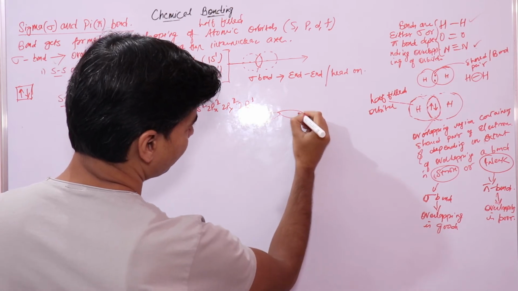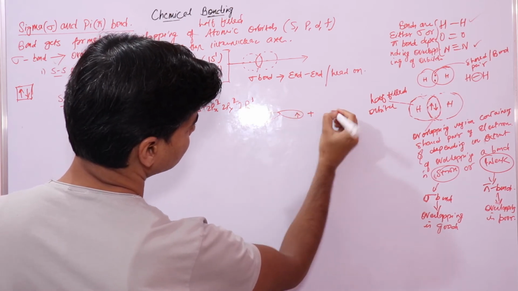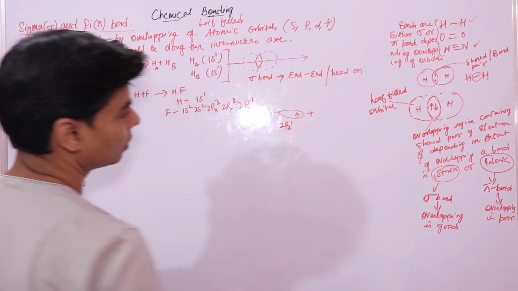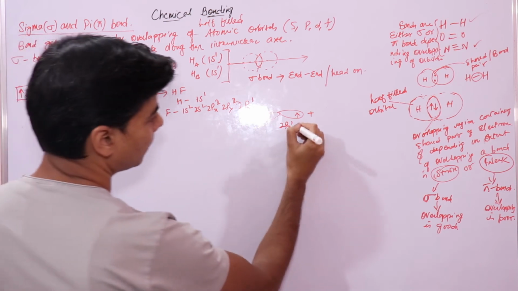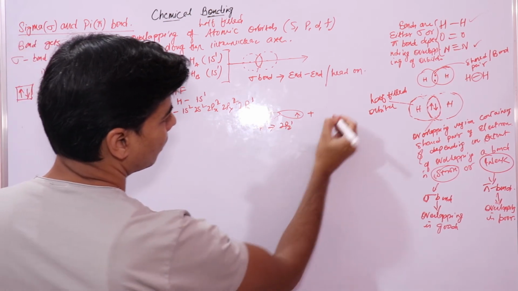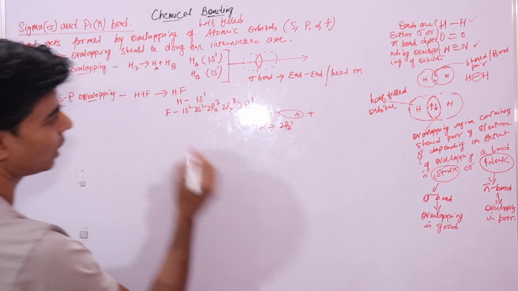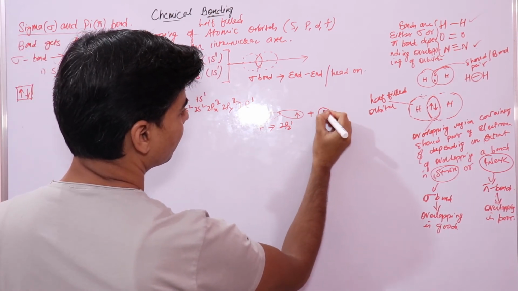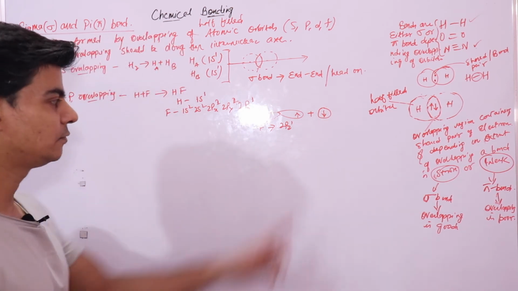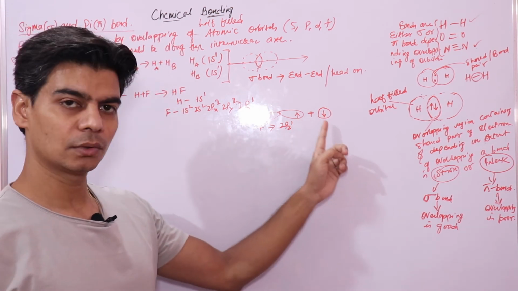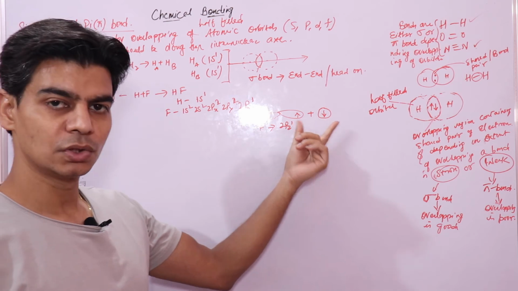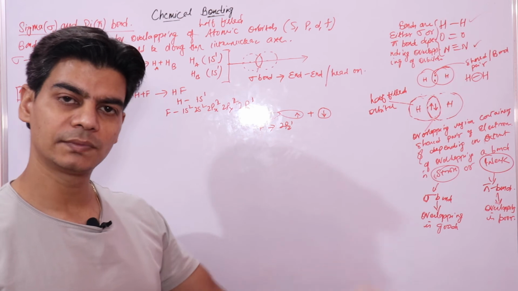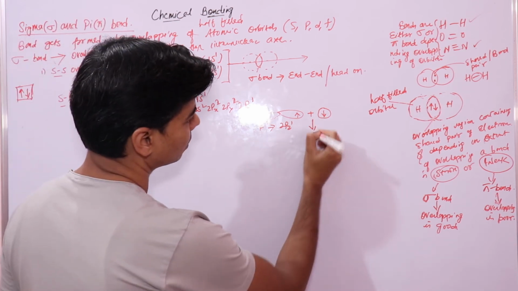Right, plus this is 2pz1 of the fluorine atom, plus 1s1 of the hydrogen atom. I've shown them with opposite arrows because they both should be half-filled orbitals with electrons of opposite spin, right?